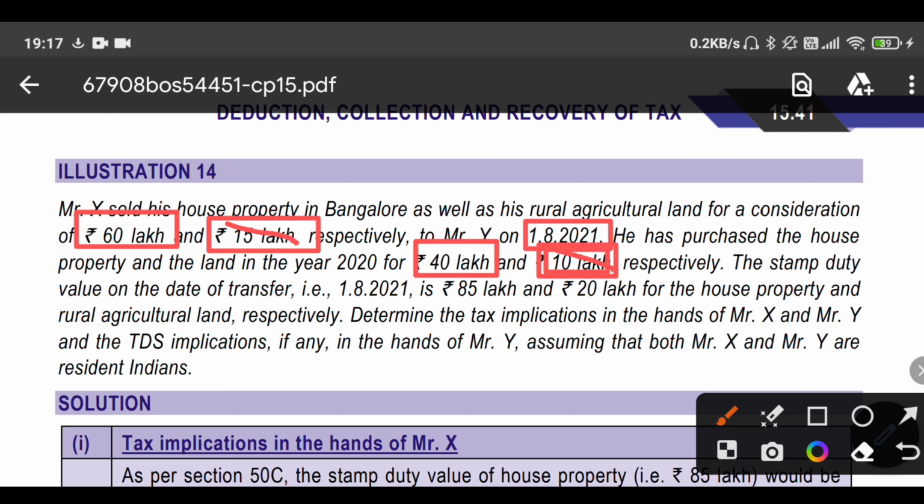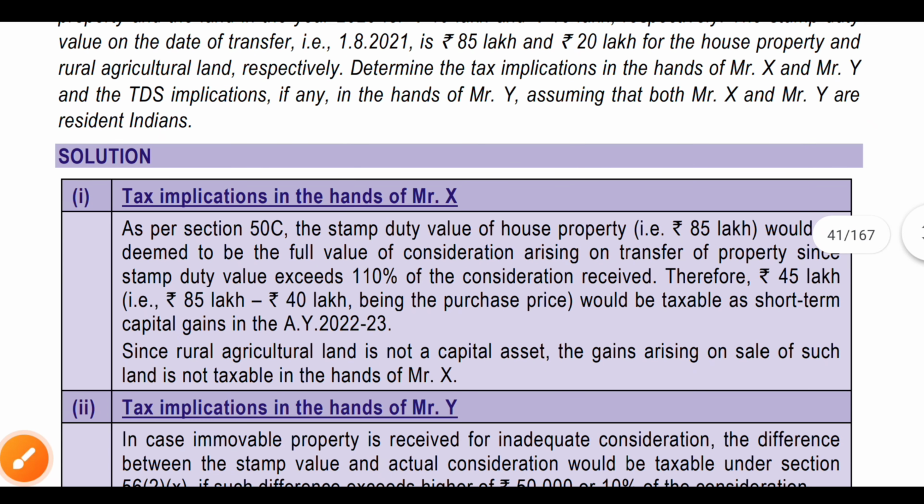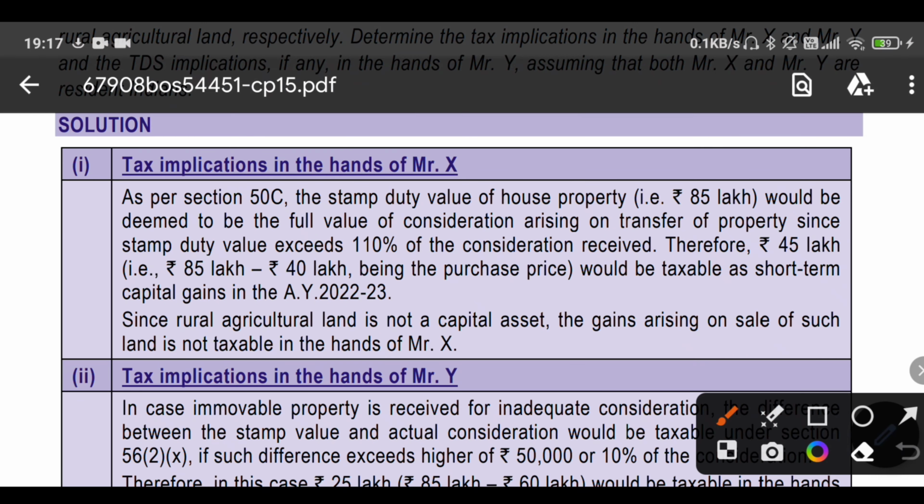Next, we have to determine the tax implication on both Mr. X and Mr. Y. So in hands of Mr. X, 45 lakh is the capital gain, and we have to apply tax rate on that, right? So in this case you can see, as per section 50C, 85 lakh will be the full value of consideration, therefore 45 lakh will be the capital gain, taxable as a short term capital gain. Since rural agricultural land is not a capital asset, so capital gain will not arise.